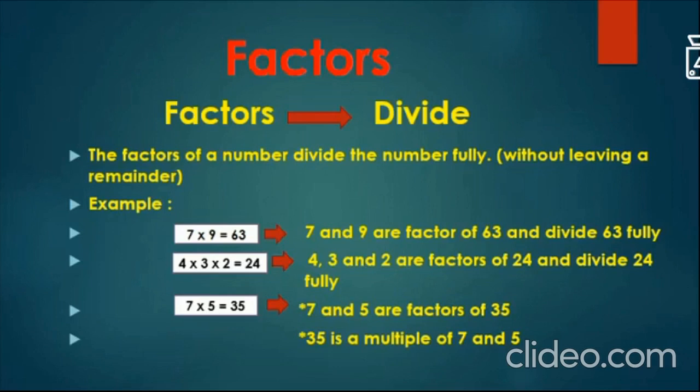So in this case 35 is a multiple and 7 and 5 are the factors. So the lesson's name is Be My Multiple, I Will Be Your Factor. 35 is a multiple of 7 and 5, and 7 and 5 are the factors of 35. So this is the relation between these. 35 is divisible by 7 and 5. We have seen when we divide 35 by 7 or 5, we get remainder 0. So 35 is a multiple and 7 and 5 are factors.